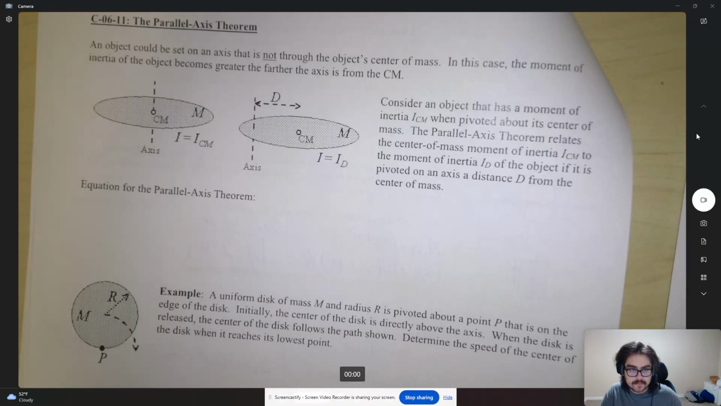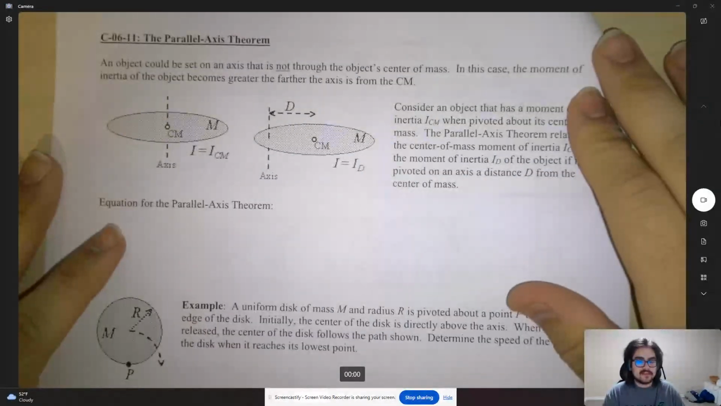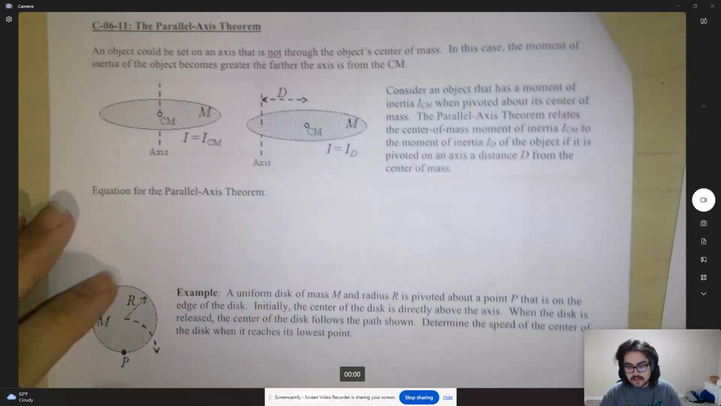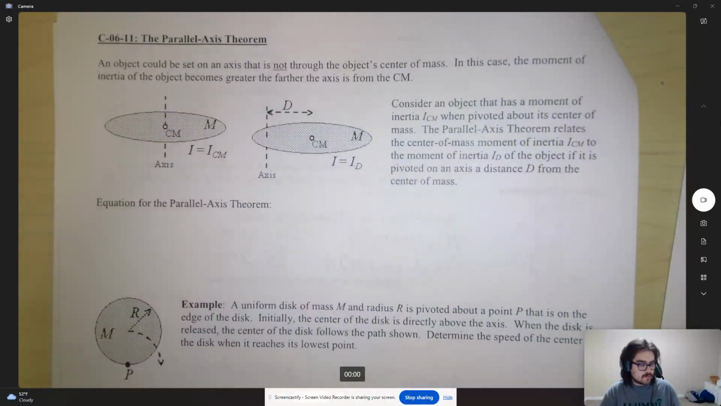All right. Well, here we are, parallel axis theorem. Okay, this is the second to last section. And this is a very brief kind of running you through how it works.